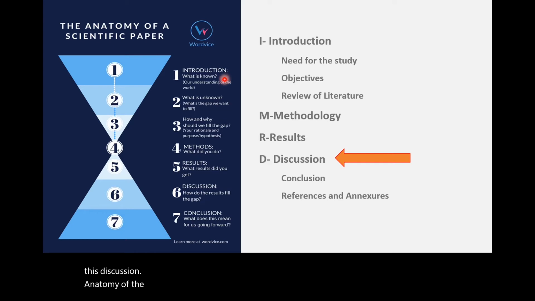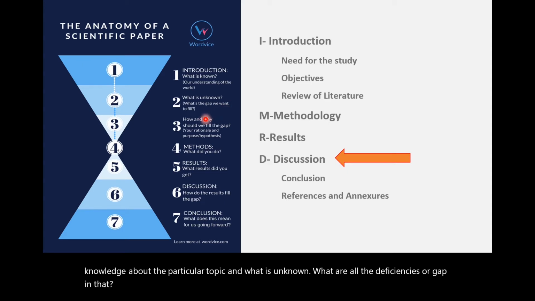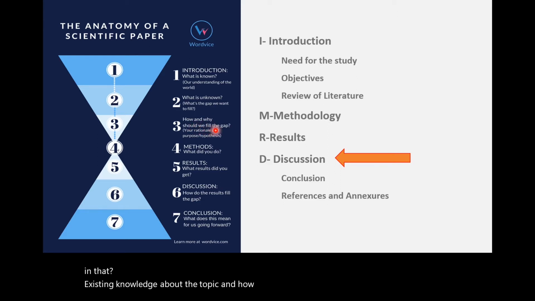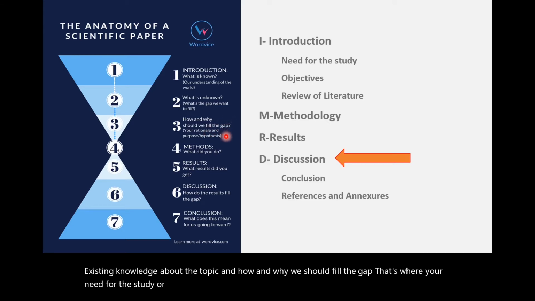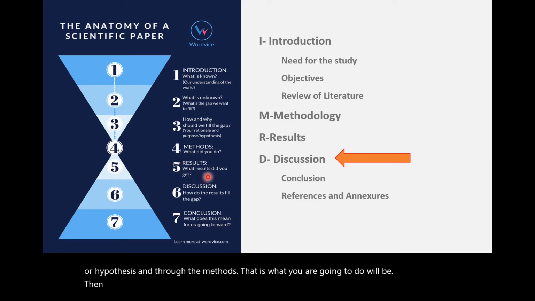In the introduction, we deal with what is known, that is the current knowledge about the particular topic, and what is unknown, that is the deficiencies or gap in that existing knowledge, and how and why we should fill the gap. That's where the need for the study or justification of the study lies, and you develop your rationale and purpose or hypothesis. Through the methods, what you are going to do will be represented. Then we have your results, that is what you get from the study.